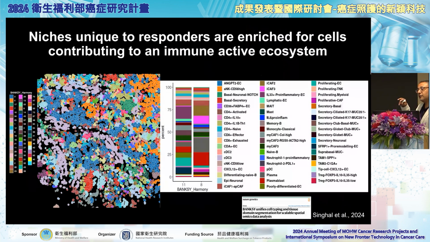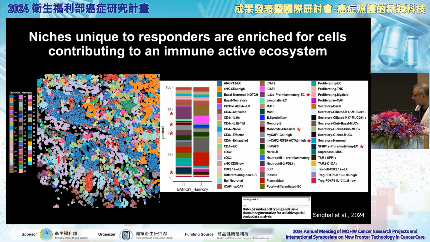Now, instead of clustering cells based on their cell types, you can also start clustering these cells based on common neighborhoods, right? So we can cluster using an algorithm called Banksy in this case, and when you look at these niches that appear to be unique to responders, these niches are comprised of different cell types, and you can then look to see which cell types are talking to each other in responders versus non-responders.